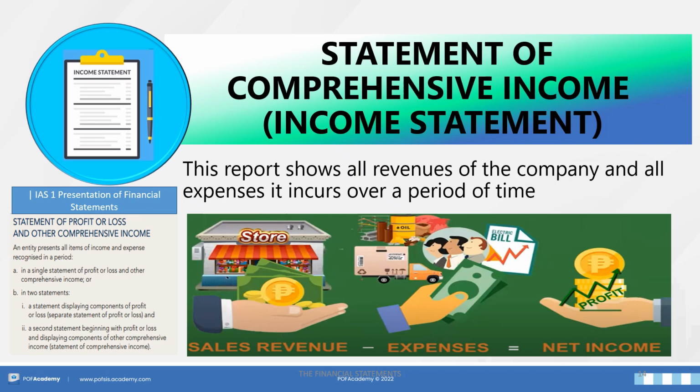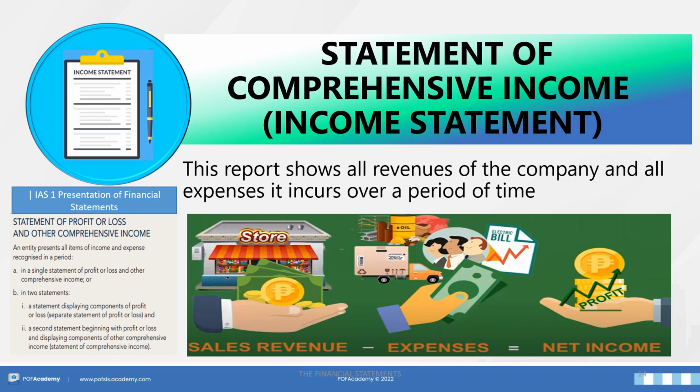Okay, let us start first with the statement of comprehensive income. It measures the overall performance of a company. This report shows all revenues of the company and all expenses it incurs over a period of time. Basically, a statement of comprehensive income tells us what a company earns over a period of time. So the basic equation is sales revenue minus expenses is equal to net income. Sales revenue is what a company earns for a sale of goods and or services.